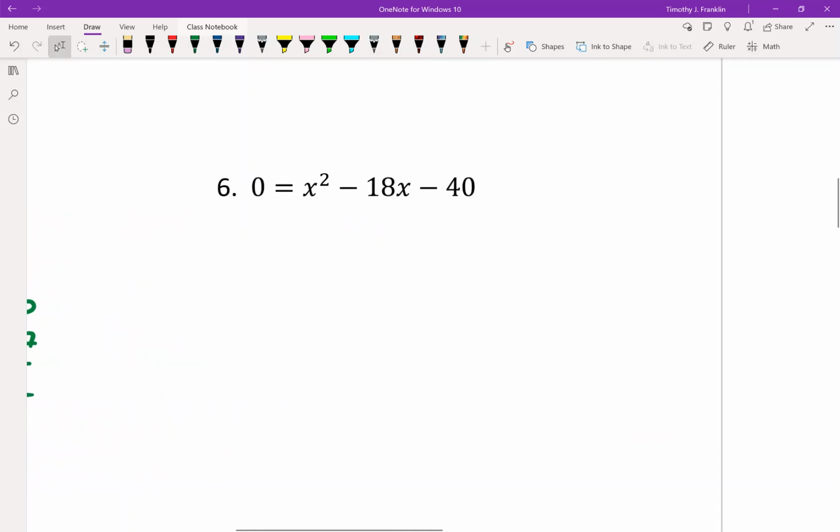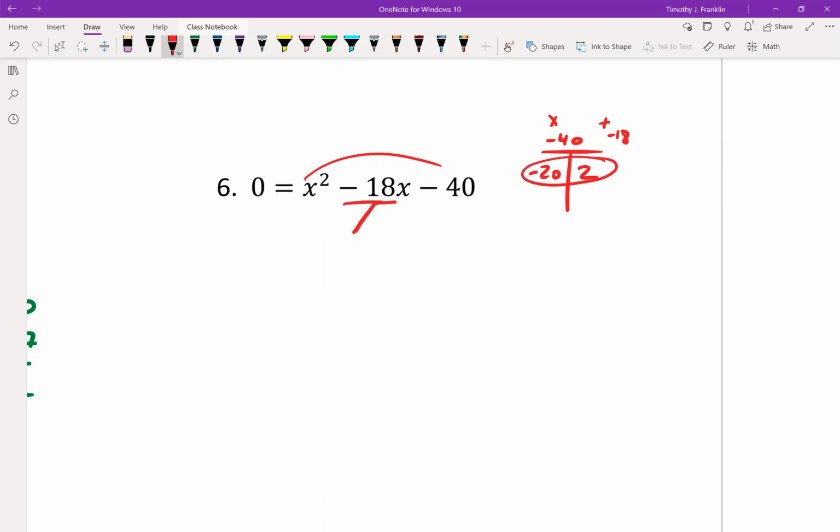All right, finally we have a trinomial to factor. So x squared minus 18x minus 40. And this is the AC method. We have a trinomial. And so you want two numbers that multiply to negative 40 and add to negative 18, right? Multiply to AC and add to B. And in this case, I think that would be negative 20 and positive 2. So we need to split that middle term, x squared minus 20x plus 2x minus 40.